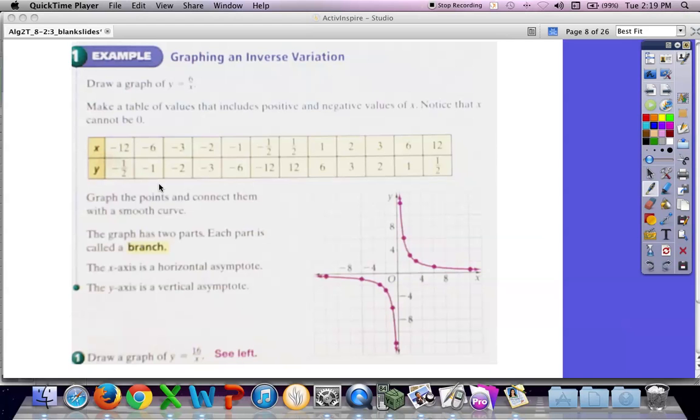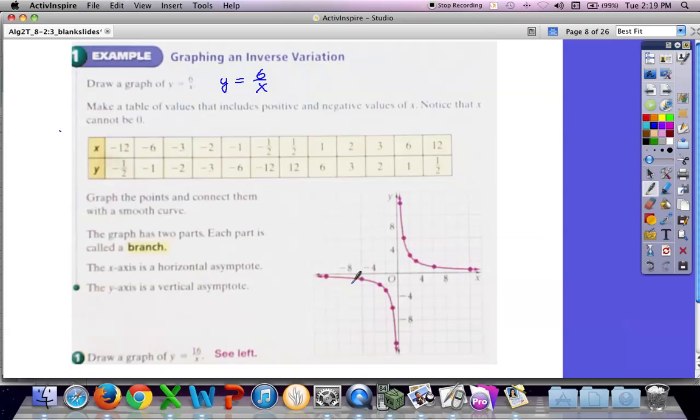Right? So this is the basic graph of y equals 6 over x, the one that I just put on the other side, y equals 6 over x. And you can see what the graph looks like. Right? It has two parts to the graph.